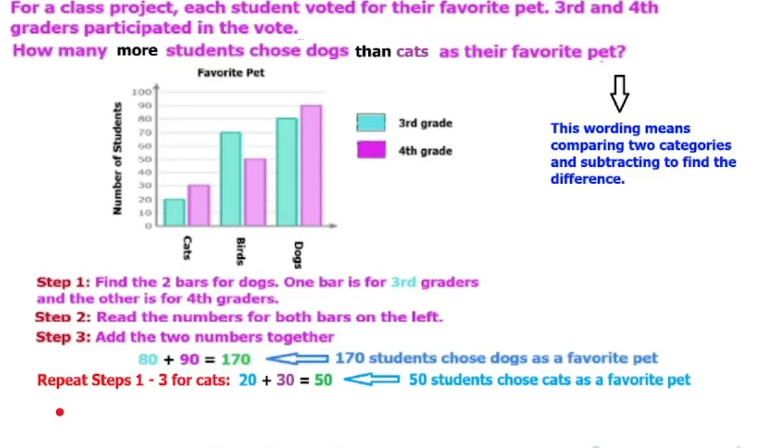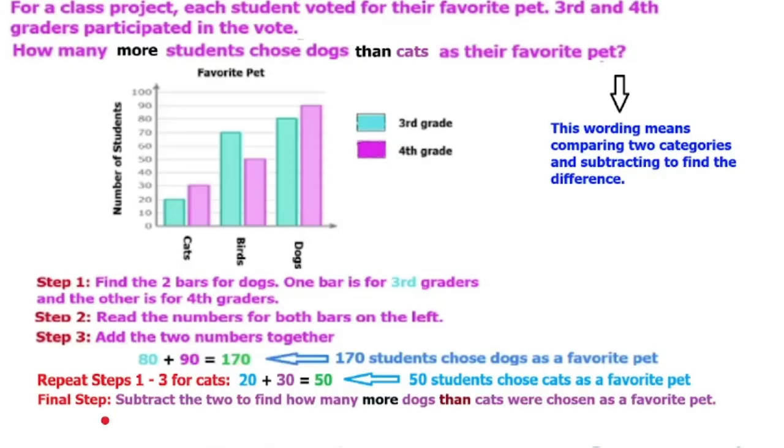Now, for cats, we repeat steps 1 to 3. So we go to cats, we go across and see how much the third graders and the fourth graders chose cats. So 20 and 30. So then you add them together. 20 plus 30 is 50. 50 students chose cats as a favorite pet.